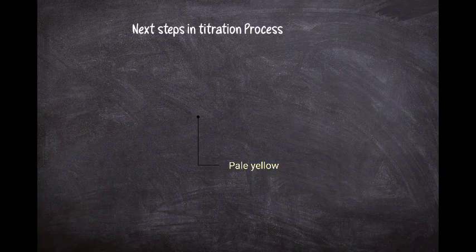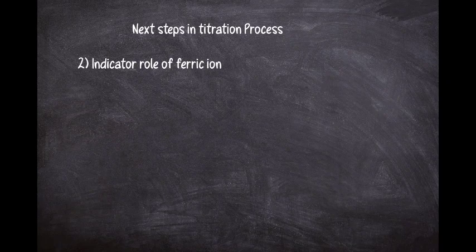The second step is the indicator role of ferric ion. To monitor the progress of the reaction, ferric ions are introduced as an indicator. The silver ions that remain unreacted after the initial precipitation will now react with thiocyanate ions. However, when the reaction is nearing completion, the excess thiocyanate ions react with ferric ions, forming a dark red complex.